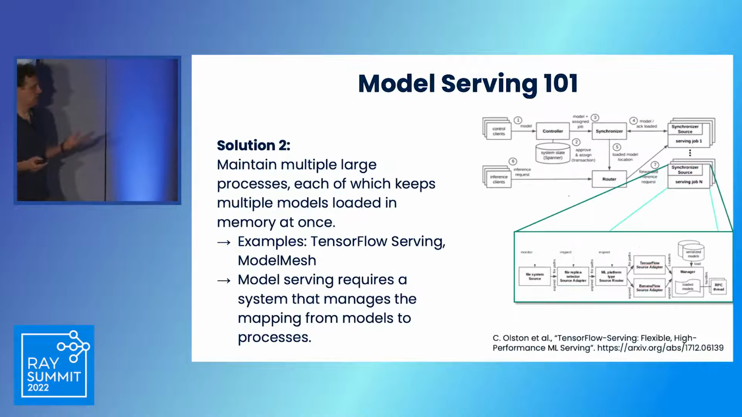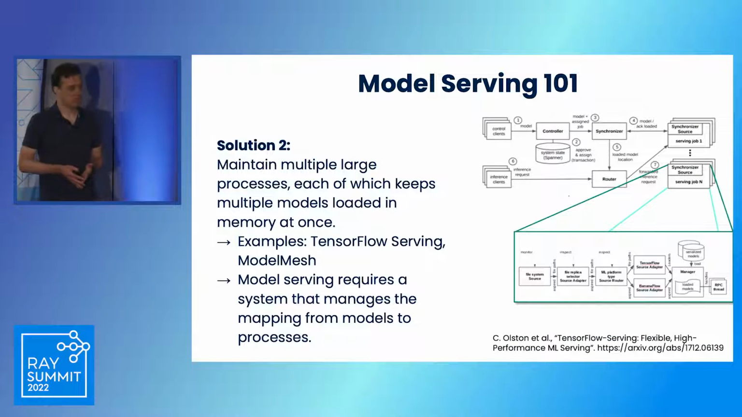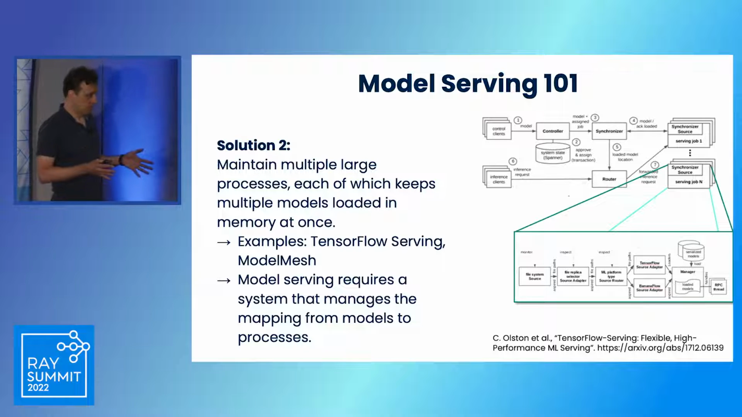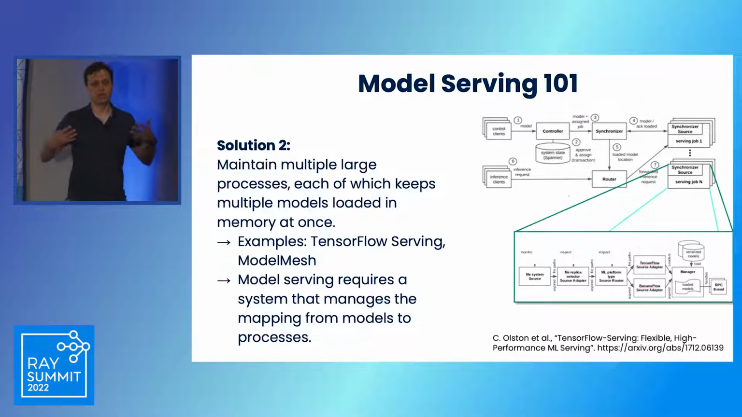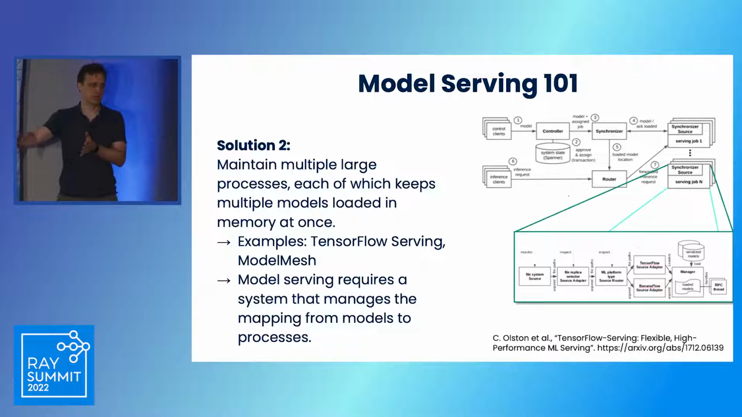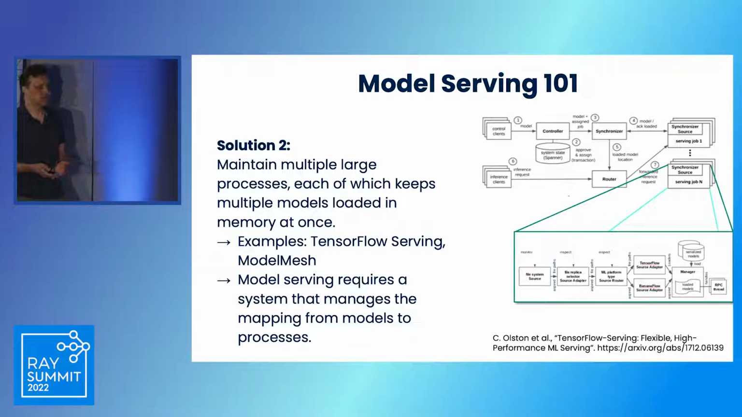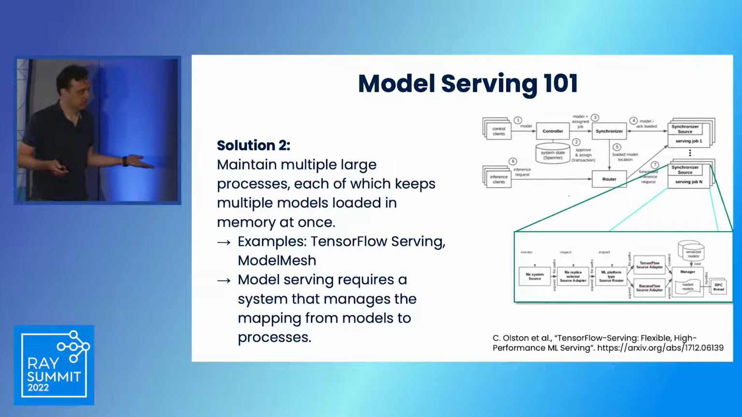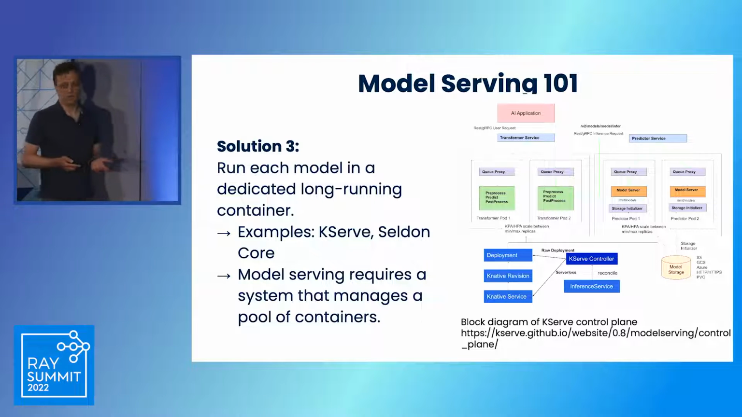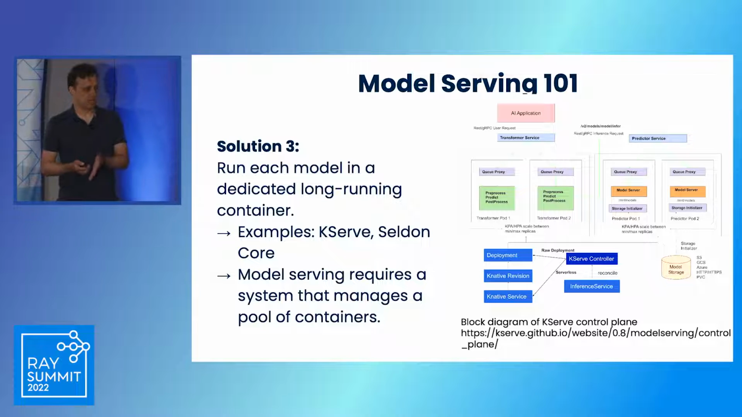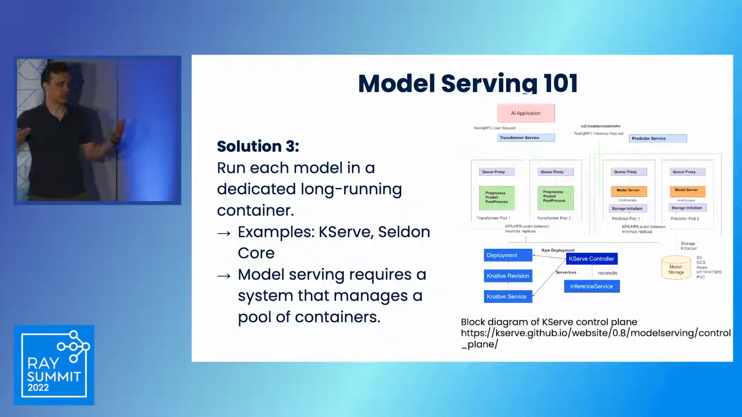Other systems, such as TensorFlow Serving and ModelMesh, work by having a pool of processes, but it's a smaller pool of larger processes, and they're stuffing multiple models into each process. This, of course, means that instead of having infrastructure to manage a process pool, now you have to build infrastructure to map models onto processes and manage that bin-packing problem as you adjust your allocation of resources. Some other model serving systems, such as KServe or Seldon Core, put each model into a separate container. This gives you a more isolated version of that process pool model.